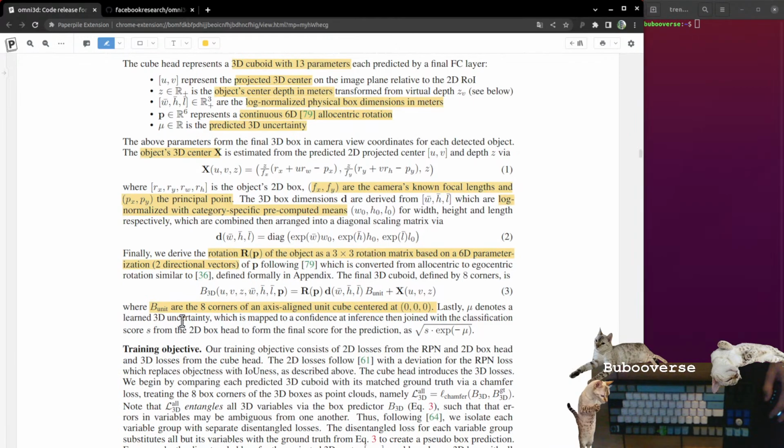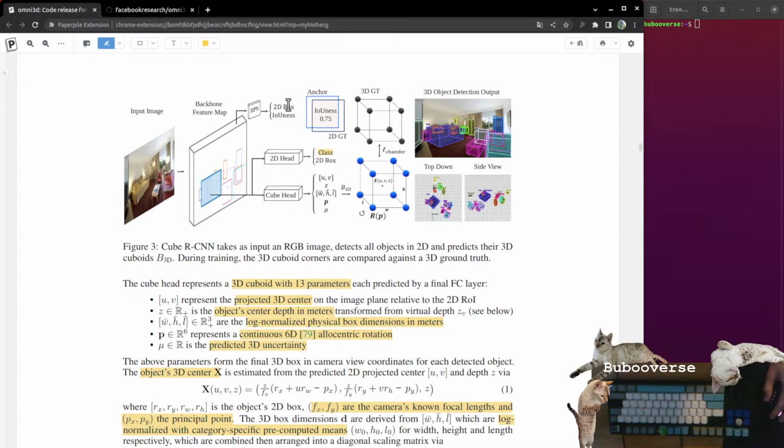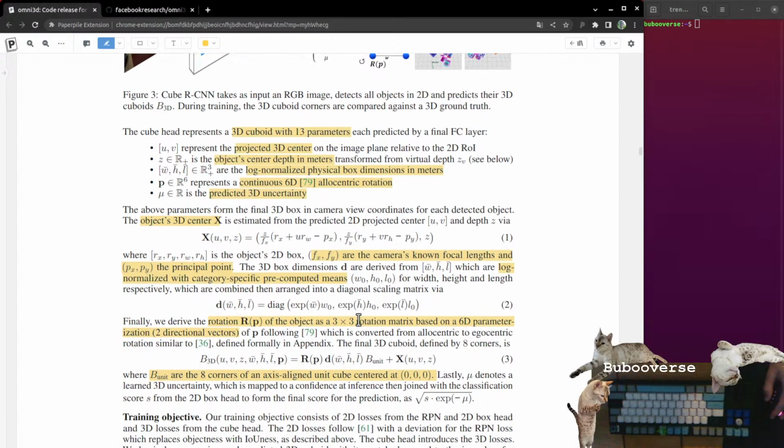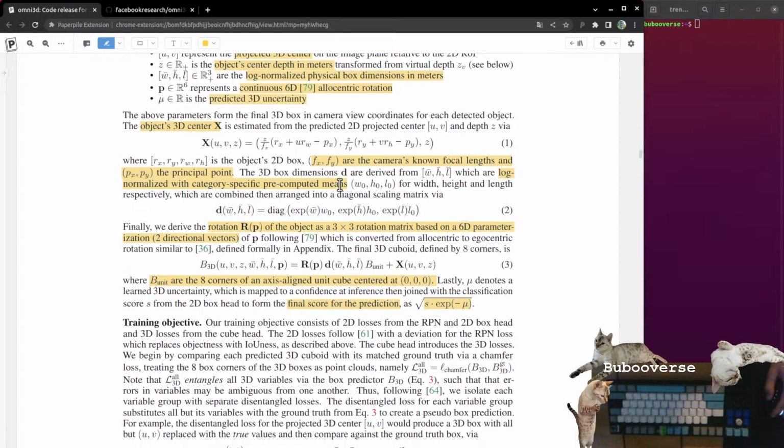Or is it just one number? Confidence, and then join with the classification score S from the 2D box head. Okay, to form a final score. So you want some kind of score between 0 and 1 that tells you how confident this network is about its prediction. So they're combining the classification score S with this uncertainty that they're predicting in the bounding box, and then combining that here in order to give you a final score.